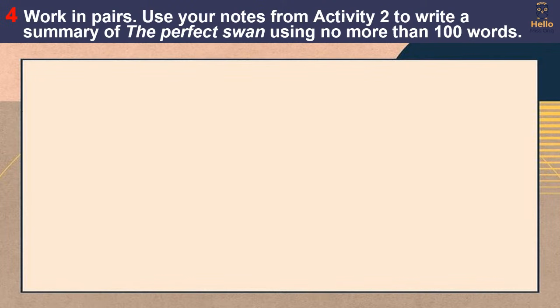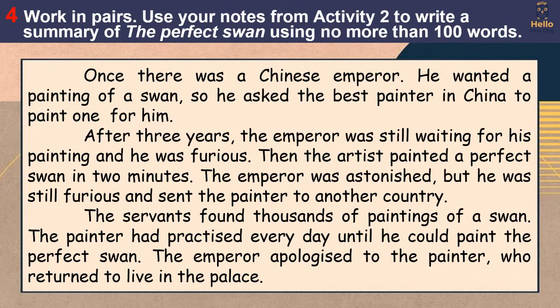Activity 4. Work in pairs. Use your notes from Activity 2 to write a summary of the perfect swan using no more than 100 words. Once there was a Chinese emperor. He wanted a painting of a swan, so he asked the best painter in China to paint one for him. After 3 years, the emperor was still waiting for his painting, and he was furious.